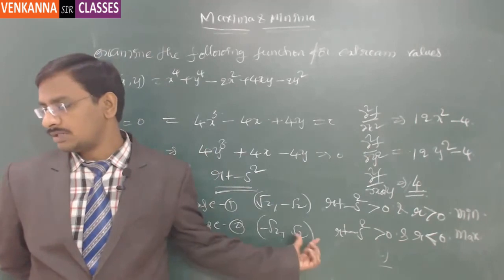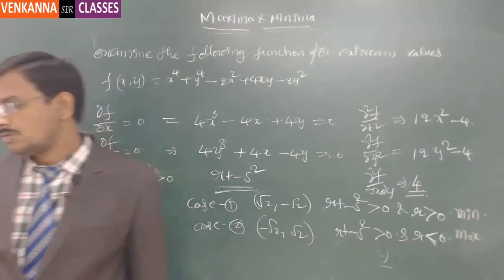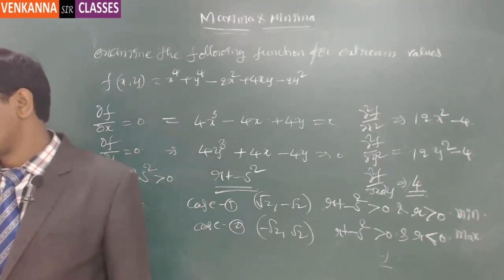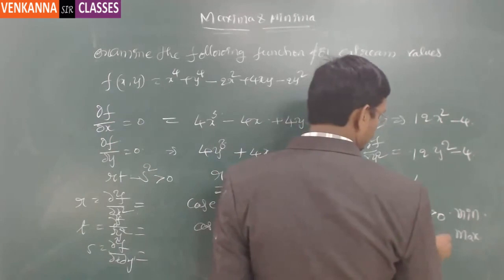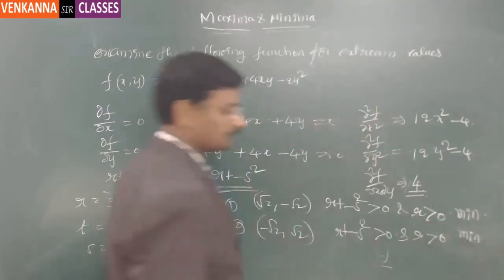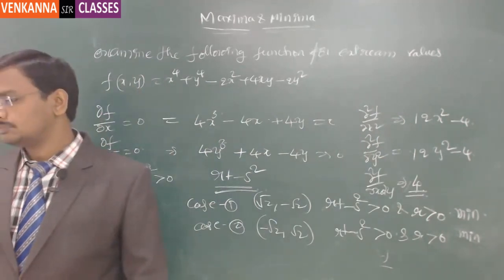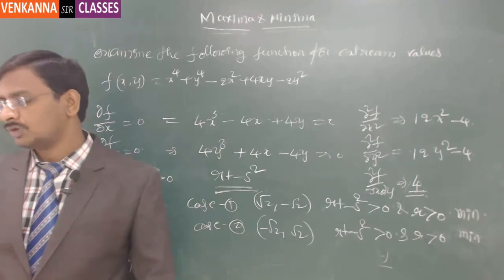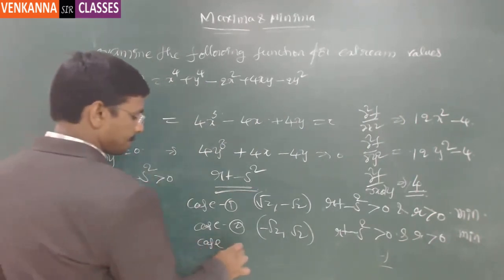Is it less than 0 or greater than 0? Minus root 2 and root 2? Positive only. Okay. So if it is positive, then still you get minimum value only in both the cases, I think. Got it? Okay.